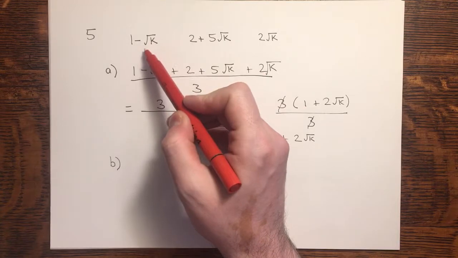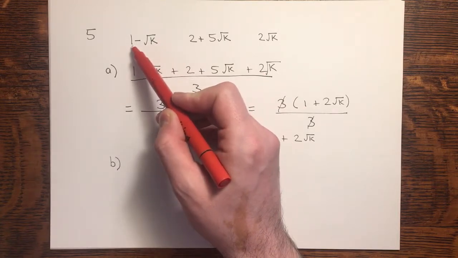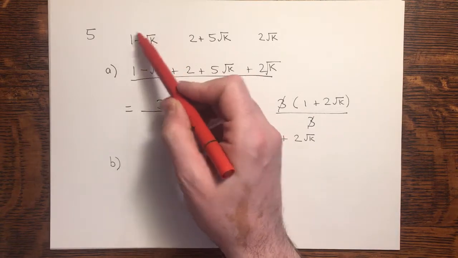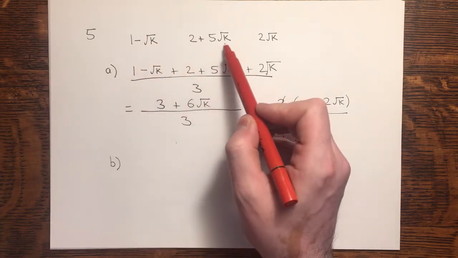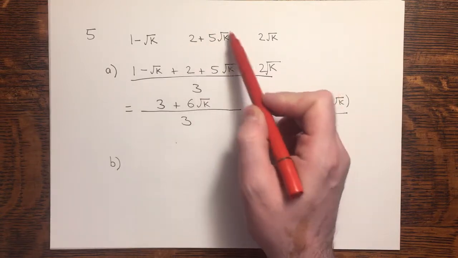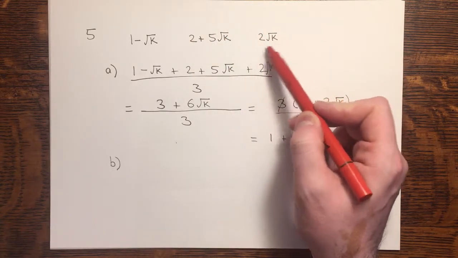The square root of any of those numbers will be at least equal to or bigger than 1, meaning that this would be negative, less than 0. This must be at least 5, so at least 7 in total, and this must be at least 2.